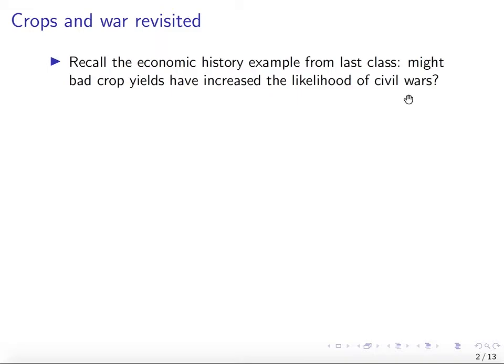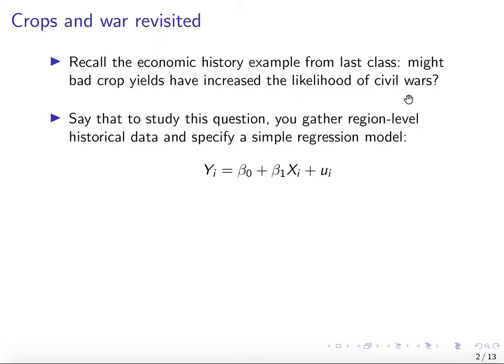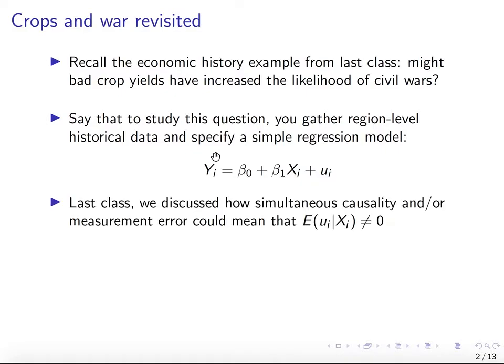Let's go back to our crops and war example. In the last class, we basically said looking at the effect of crop yields on the likelihood of civil war is going to fail the internal validity test on pretty much all dimensions. Remember that what we wanted to look at was the effect that crop yields may have on the likelihood of observing civil war in specific regions in the past.